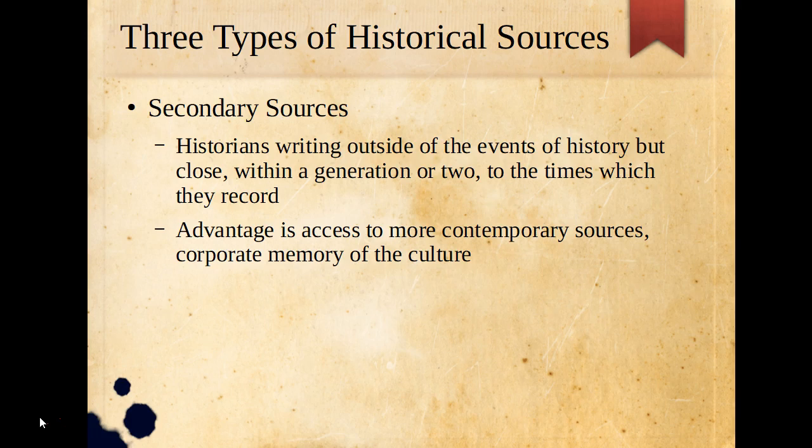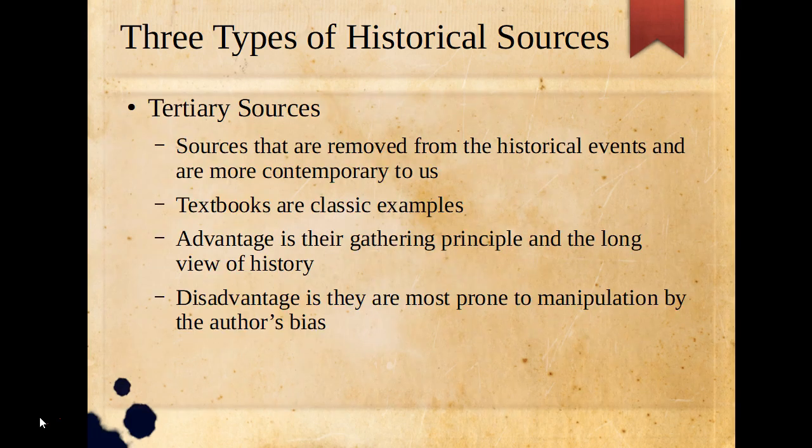And then the third kind of source is called a tertiary source. Tertiary sources are sources that are removed from the historical events. They're really more contemporary to us, like a textbook. Textbooks, in my mind, drum all the fun out of history because you learn times, places, people, and events, but you don't know what they thought. You don't know what they thought as they accomplished the things that they set out to do.